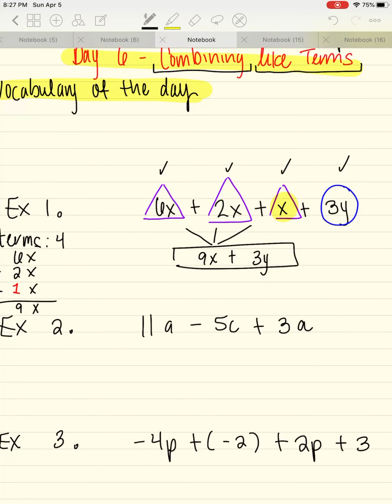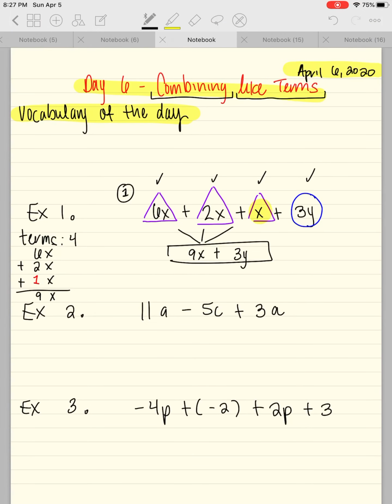So I did step 1, draw a triangle, a circle, a square, depending on how many terms you have or how many variables you have around your like terms. Step 2 is to actually combine them. And then step 3 is let's rewrite our simplified expression. I'm going to go ahead and put these in our channel as well so you can reference it back. Let's look at example 2.